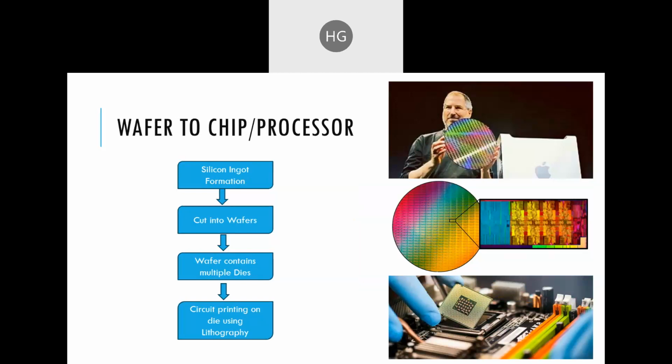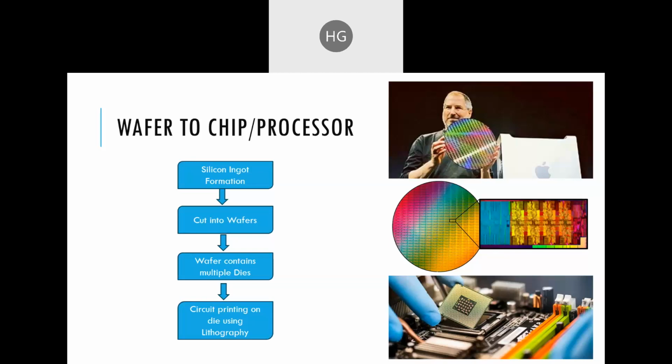That cylindrical shape is called the ingot. That is called the ingot formation. From that ingot, we have to chop slices. You can see the wafer in the first picture, in which Steve Jobs is holding a wafer. The cylindrical ingot is cut into different slices, and these slices are called wafers. On this wafer, you can see the rectangular parts. Each of these rectangular parts is called a die. So first it is cut into wafers, then each wafer has multiple dies.